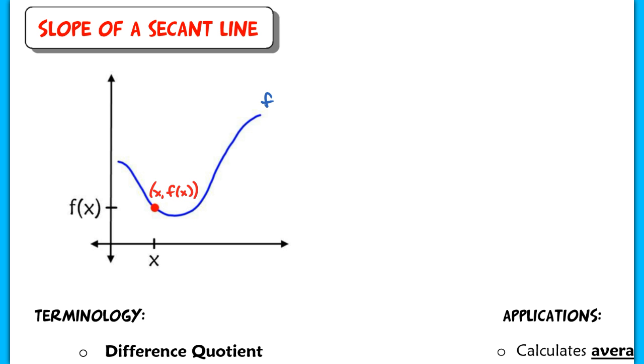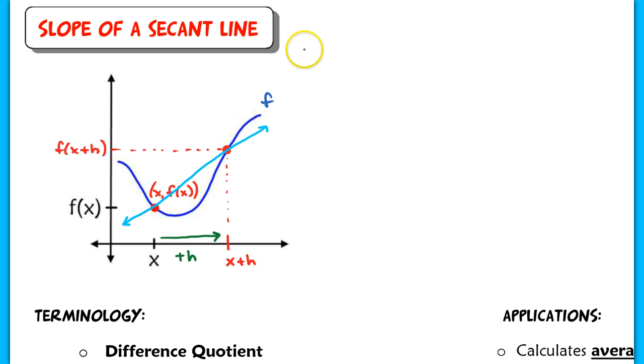Now I want to consider another point that lies on the graph of this function whose x-coordinate is h units away from x. In other words, I'm adding h to this x to come up to another point that lies on the graph of this function here. Its x-coordinate would be x plus h, while its y output would be f of x plus h. Now, if I connect those 2 points, what I create here is a secant line.